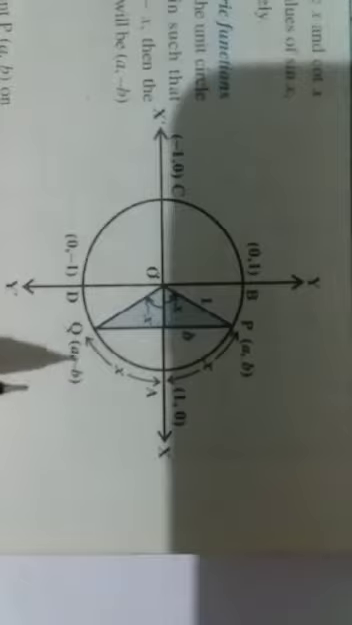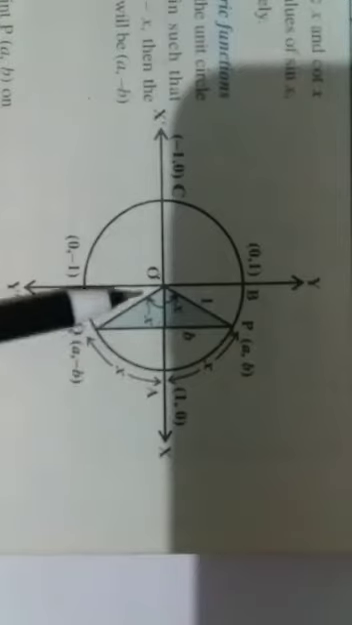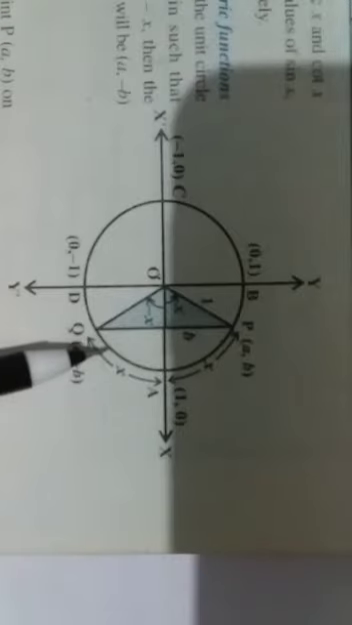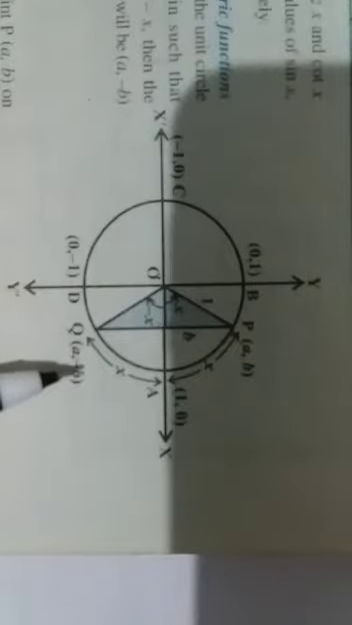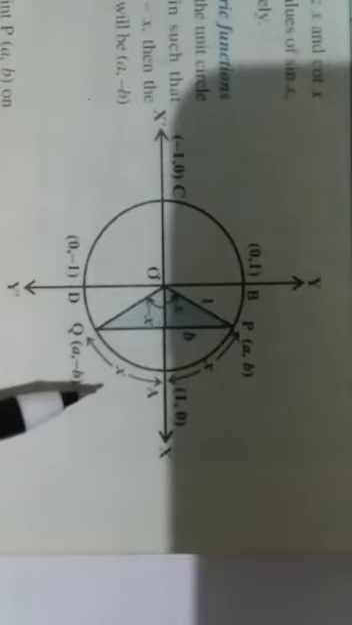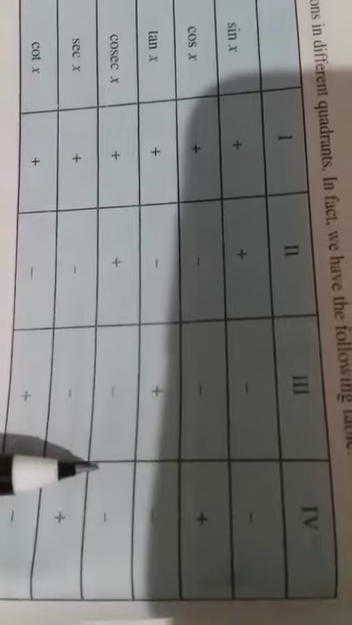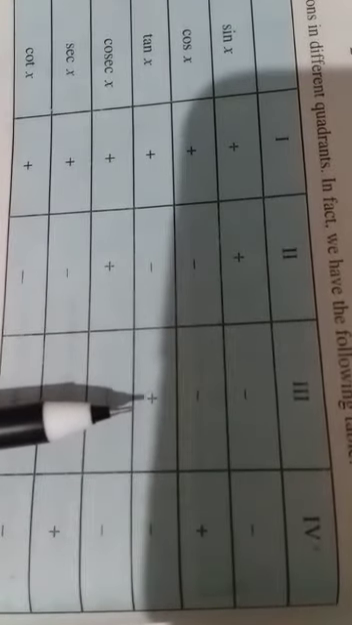See, in this figure, P(a, b) is a point on the unit circle with center at the origin such that angle AOP is equal to x and angle AOQ is equal to minus x. Then the coordinates of the point Q will be (a, minus b). Therefore, we can write cos(minus x) is equal to cos x and sin(minus x) is equal to minus sin x. So, by using this property, we can find the signs of other trigonometric functions in different quadrants.